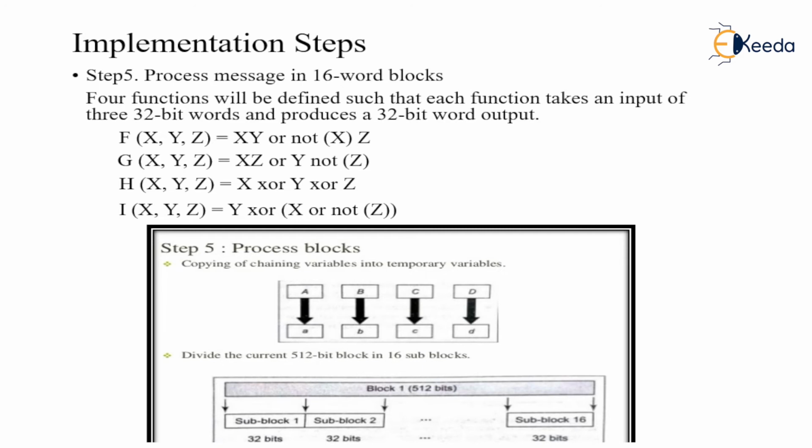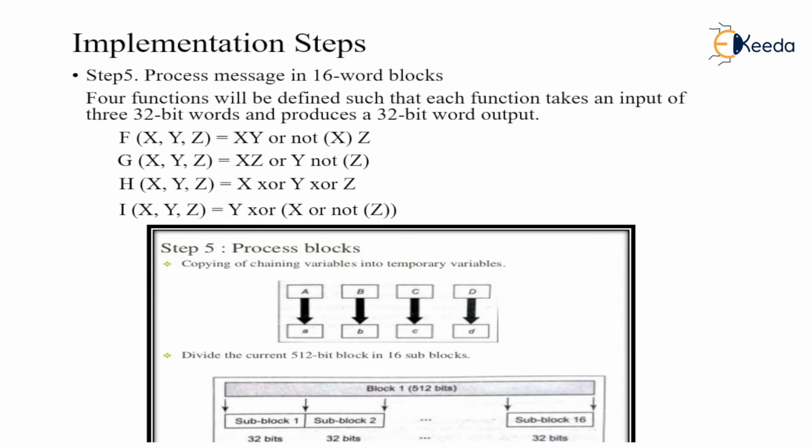Now the fifth step is to process the message in 16-word blocks. This is a very important and the final step of the MD5 algorithm. 4 functions will be defined such that each function takes an input of three 32-bit words and produces a 32-bit word output. So F, G, H, I can be considered as the different word blocks.